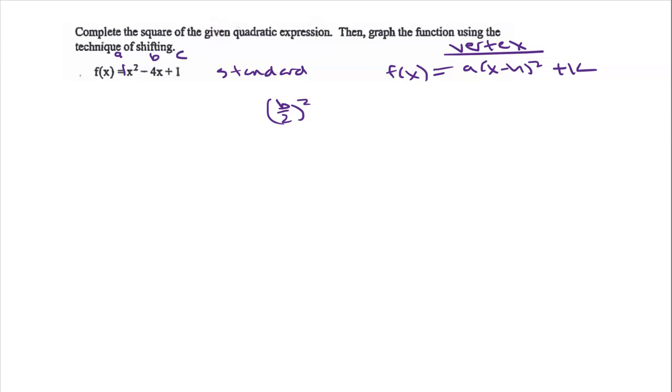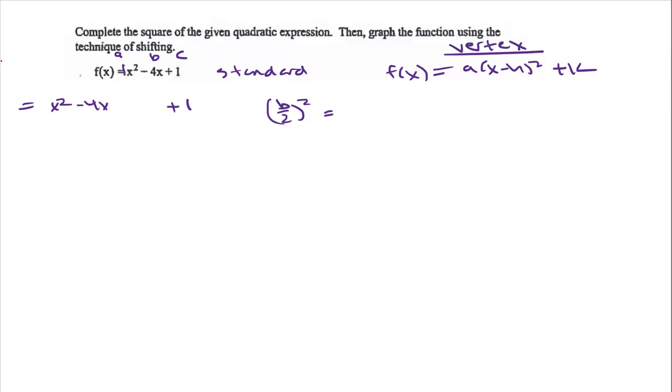Okay. All right. But before we do that, what we want to do is separate the first two terms from the last term, and they're all going to be on the same side of the equal sign. So I'm not moving anything to the left side of the equation. So I'll have x squared minus 4x, and then I'll have the plus 1 out here. Okay. All right. And then I need to figure out, okay, what do I need to add?